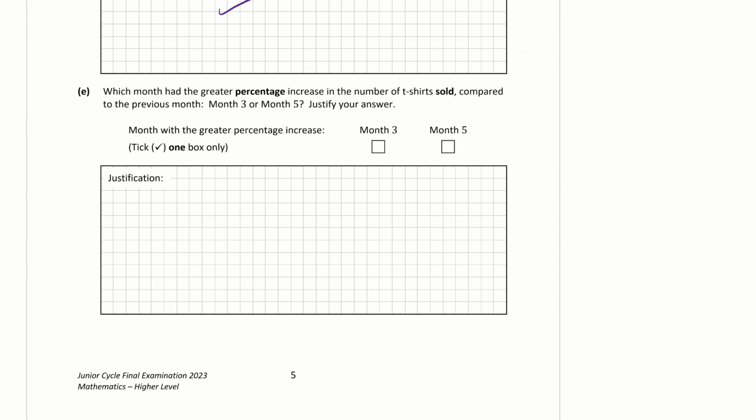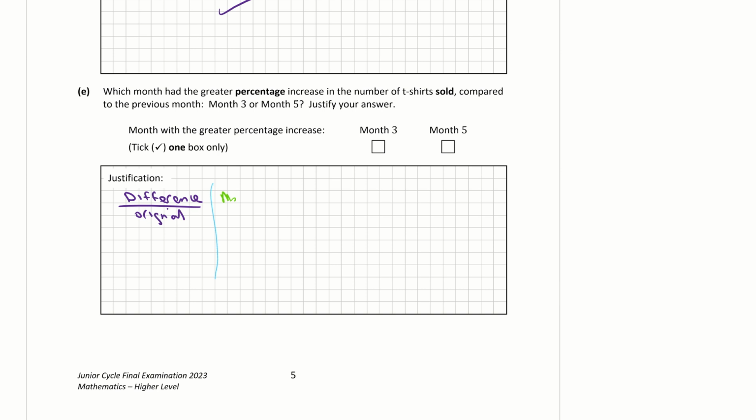Part E. Which month had the greater percentage increase in the number of t-shirts sold compared to the previous month? Month 3 or month 5, justify your answer. So when we're looking for the percentage increase, try and think of the formula like increase over original or profit over loss, things like that. A nice formula that we use is our difference over original. So we need to get the difference, in other words, the increase, and then put it over the original amount sold. So we're going to do it out twice here, and that'll tell us then if it's month 3 or month 5.